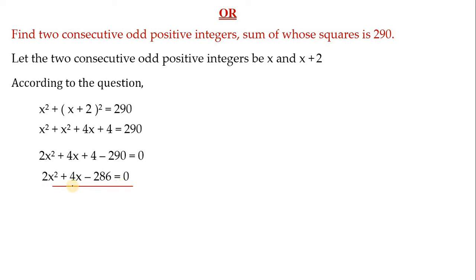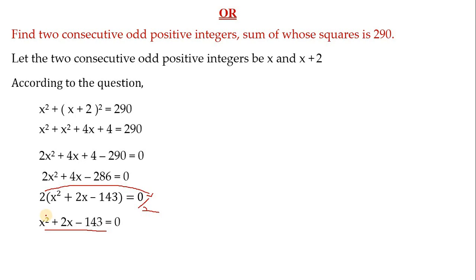Now here we can take 2 as a common factor. So if you take 2 outside, we'll get x square plus 2x minus 143 which equals to 0. Now transfer this to this side, it becomes denominator, as 0 by 2. So 0 by 2 means 0 only we'll get. So 0 divided by any number, its answer is 0. So next we'll get x square plus 2x minus 143 which equals to 0.